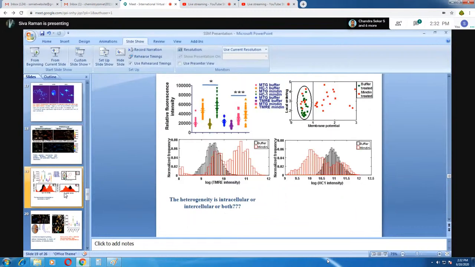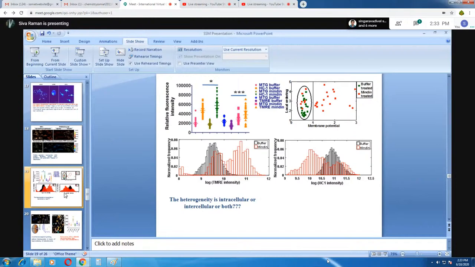Next, it is the relative fluorescence intensity plot. That is how HC1 and TMRE are going to bind. Here you can see how the buffer and an ionophore work. From this study, we came to know that it's not only useful to study local ordering, we can also study mitochondrial heterogeneity, whether it happens intracellularly or intercellularly. You can see that for TMRE intensity, the overlapping parameter is within 10, but for HC1 the overlapping parameter is around 12. So it is clearly showing that heterogeneity is an intracellular parameter.